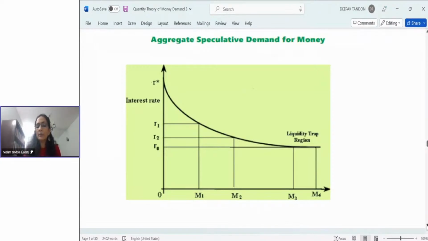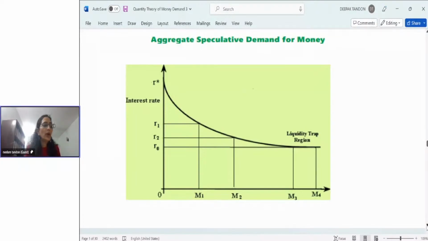But did this happen? This didn't happen. Why didn't it happen? Because people had lost trust. They believed that the economy will not be back on track. So what did the US do further? The US further decreased the interest rate. So interest rate went from R1 to R2 to R0. The interest rate was decreased to that extent.